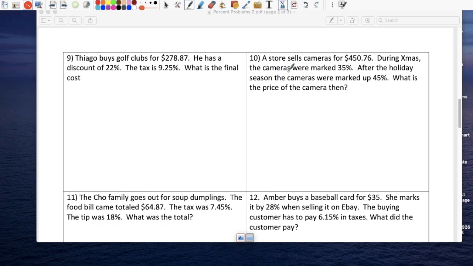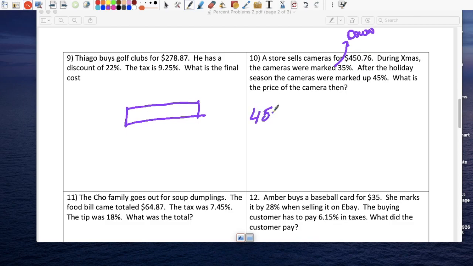All right, here we have a camera store selling a camera during Christmas. And it was marked down during Christmas. There should be a word here. Marked down 35%. After the holiday season, the cameras were marked up 45%. What is the price of the camera back then? So please, again, I forgot the word down here. Let's see what's happening here.